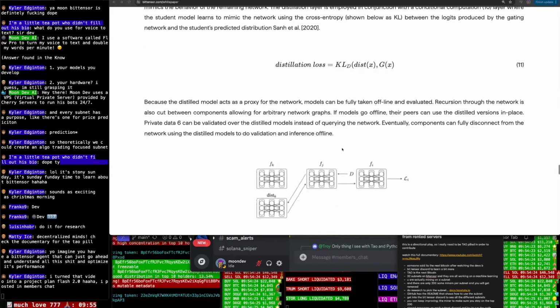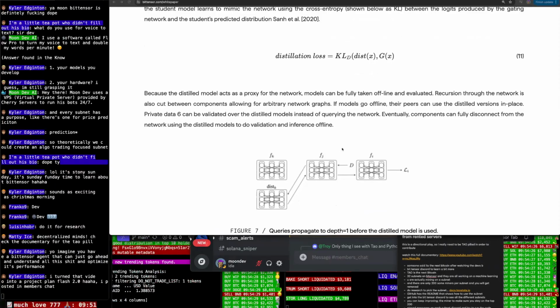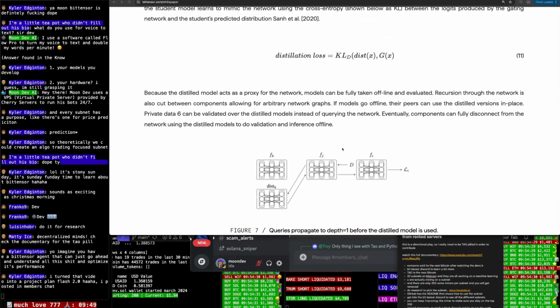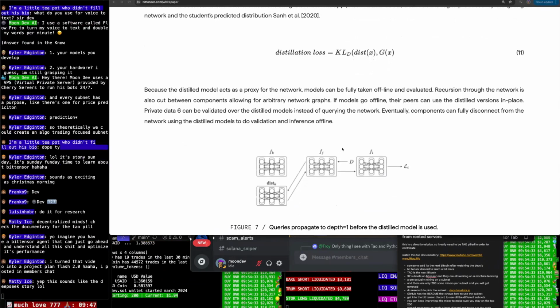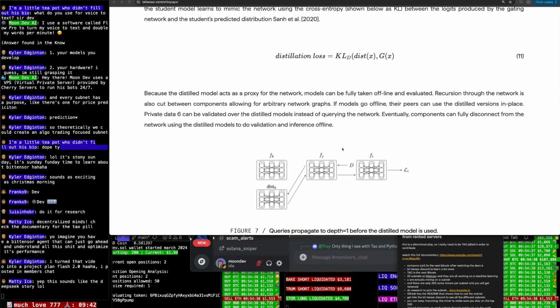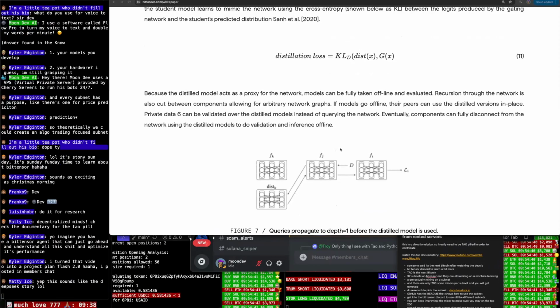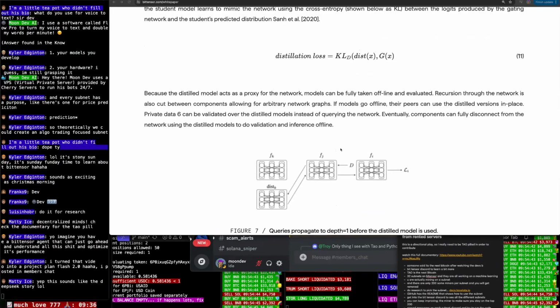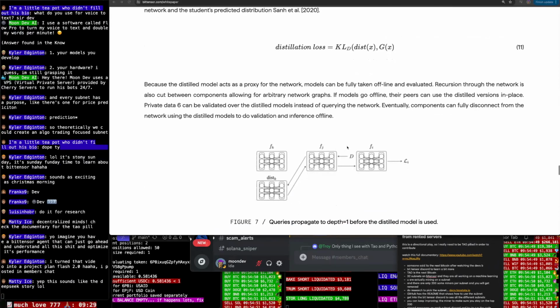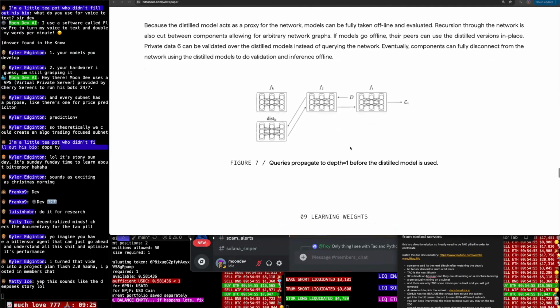Because the distilled model acts as a proxy for the network, models can be fully taken offline and evaluated. Recursion through the network is also cut between components, allowing for arbitrary network graphs. If models go offline, their peers could use the distilled versions in place. Private data can be validated over the distilled models instead of querying the network. Eventually, components can fully disconnect from the network using the distilled models to do validation.